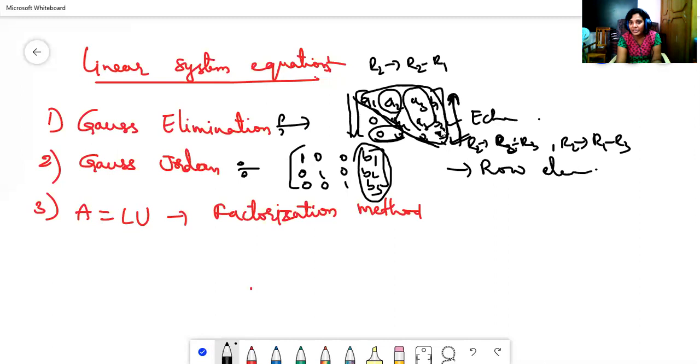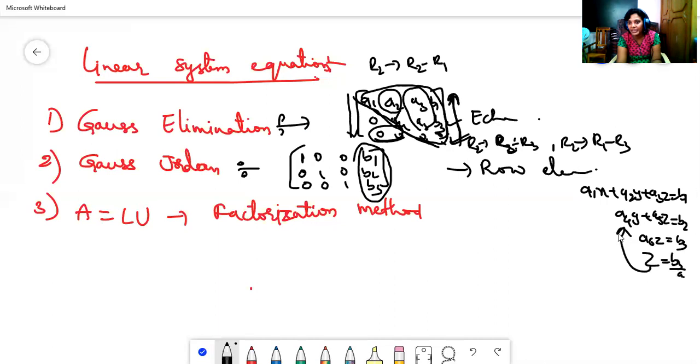But in the elimination, we can apply A1x plus A2y plus A3z equal to suppose B1, A4y plus A5z equal to suppose B2, and A6z equal to some B3. From this, z equals B3 by A6. Then we apply the z value to get y, and apply the y and z values to get the x value. That is the elimination method.